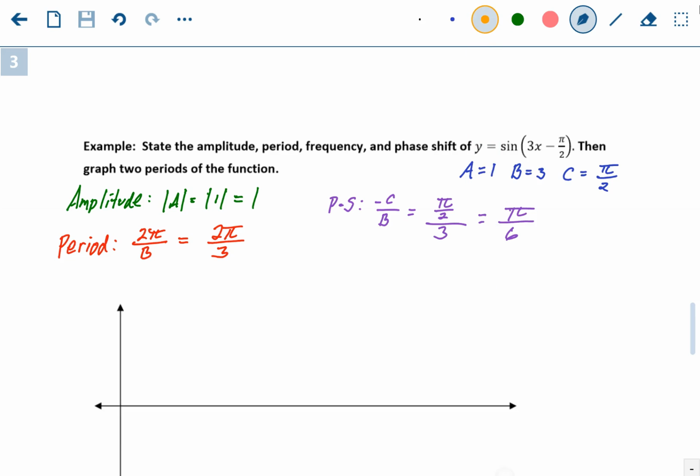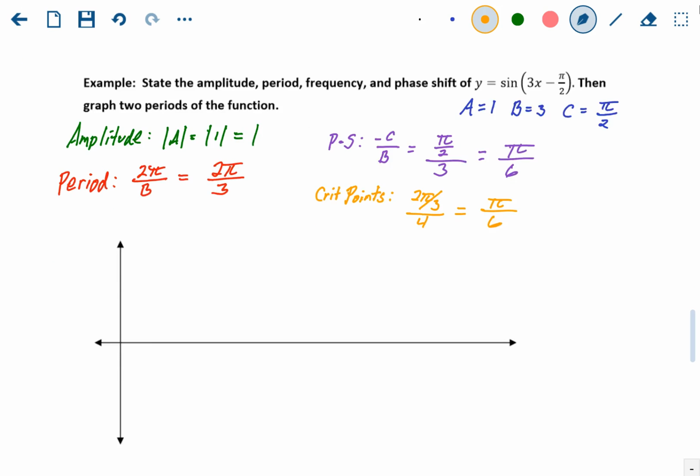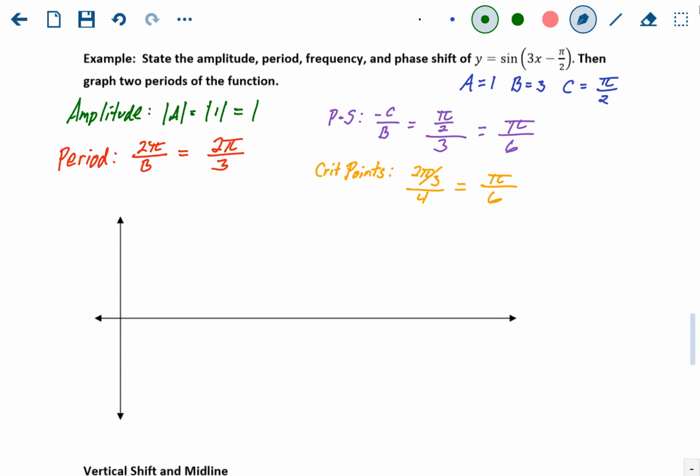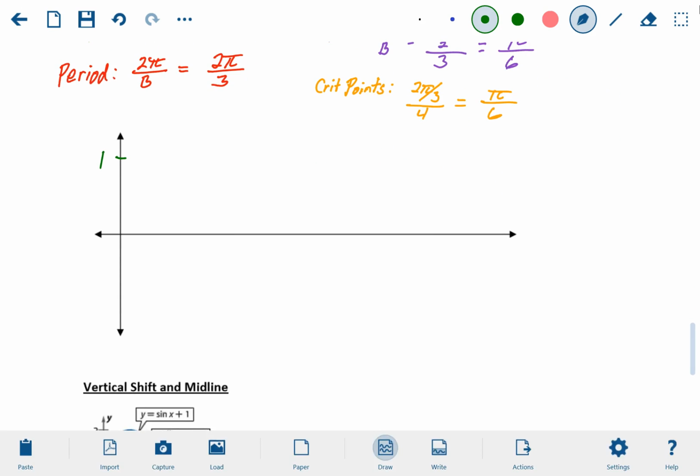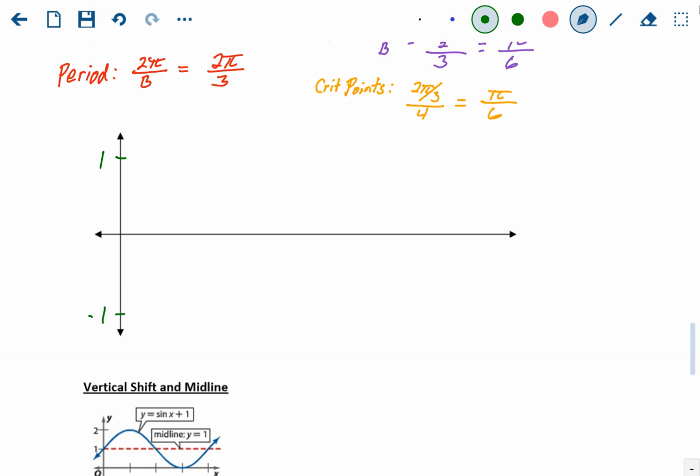Okay, and we'll find the critical points as well. So the critical points are what we're going to use to graph. Critical points is going to be the period divided by 4. So 2 pi over 3 divided by 4 is 2 pi over 12, which is pi over 6. Okay, our amplitude's 1, so we only have to go up to 1 and down to -1.